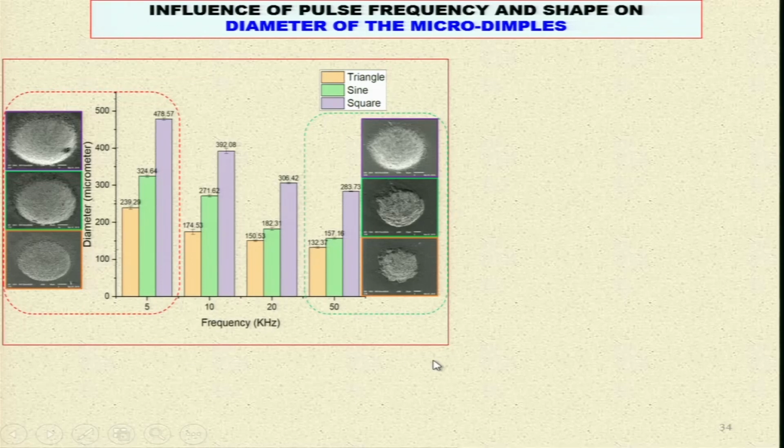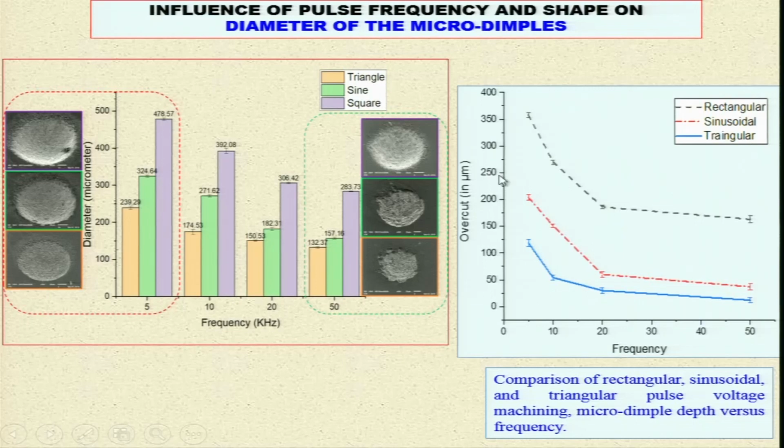This is the frequency. So, you can see the overcut over here. This is the rectangular one, maximum overcut, sinusoidal lesser one and minimum is in the triangular one. So, what I can say is that the triangular one is giving the better quality compared to other two pulse shapes, and this is the one which you can see over here, and as you are increasing the frequency, the overcut is further decreasing, and this was conducted up to this particular frequency.